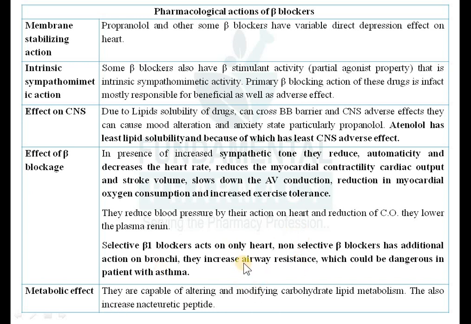Selective beta blockers will act on the heart. Non-selective beta blockers have additional action on bronchi. They will increase the airway resistance. They will cause constriction of your bronchial muscle and narrow the bronchial airway. So they will cause airway resistance, which could be dangerous in a patient with asthma. And that's why non-selective beta blockers are contraindicated in patients with asthma. So in that case, you have to use a selective beta 1 blocker. So that is how they will reduce your blood pressure. Metabolic effect: they are capable of altering and modifying carbohydrate and lipid metabolism. They also increase the level of natriuretic peptide.